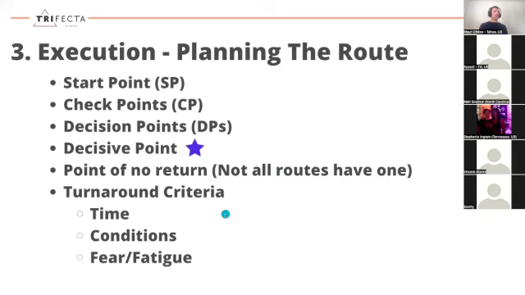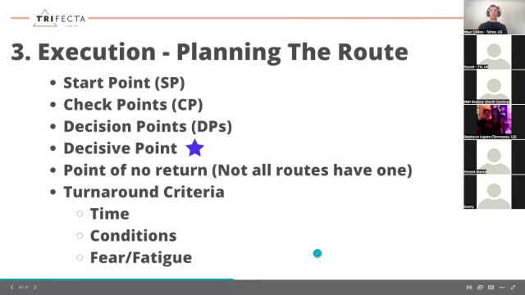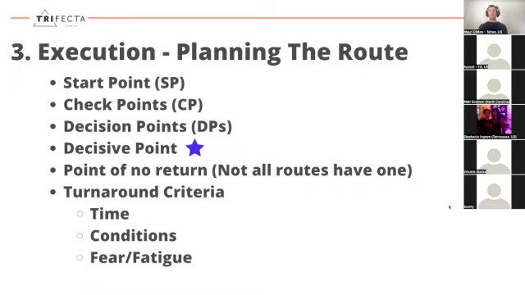Then the final piece here, and I'd argue the most important one, is your turnaround criteria. So this is so that you can make a dispassionate decision when you're out there. When are you going to turn around? Is it a time? Is it conditions? Is it fear or fatigue in the group? Or is it a combination of those? So turnaround criteria that you make and then stick to are a great way to save lives.